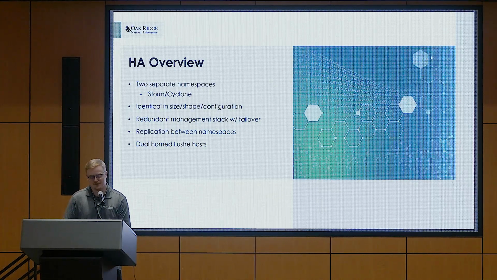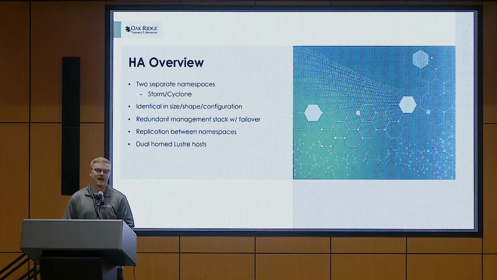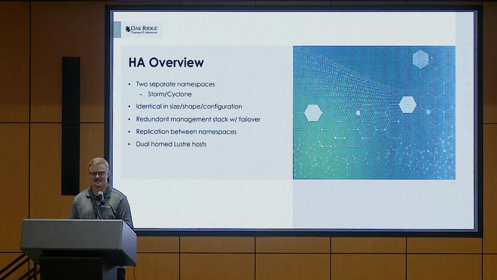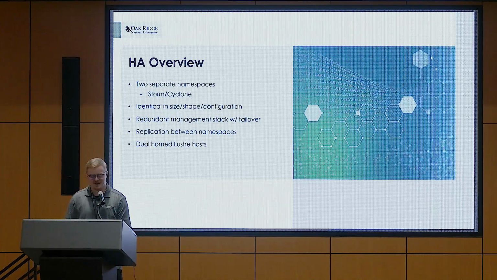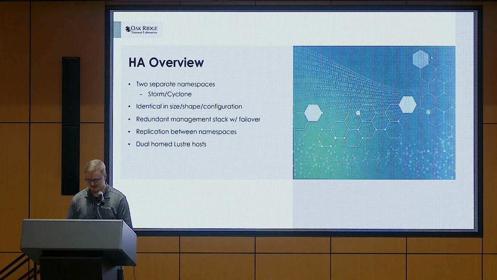And additionally, we have dual homed Lustre hosts. So while we have 2 Lustre file systems, we have 2 networks, we have 2 compute units. We're pretty redundant in a lot of aspects of our environment. So while not completely necessary, it's a big part of making sure that we keep operations running.